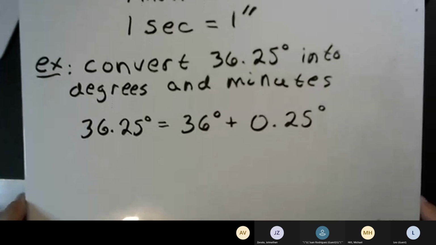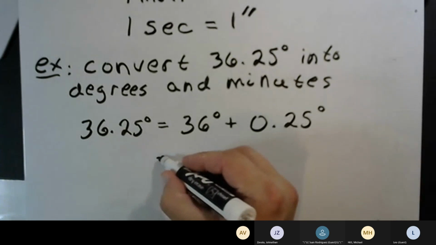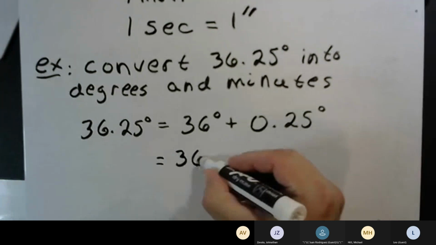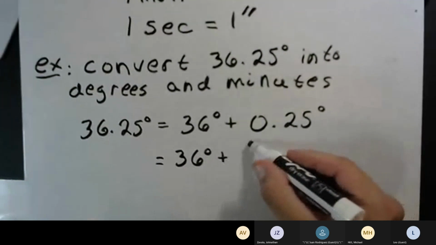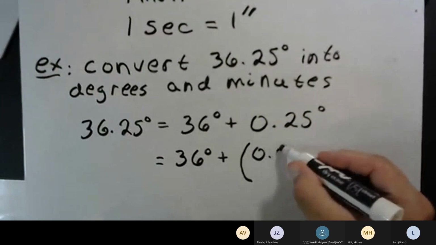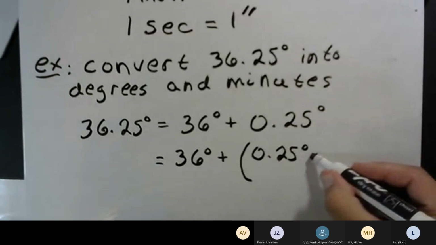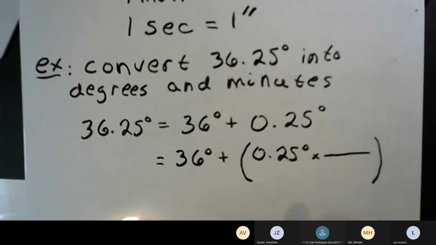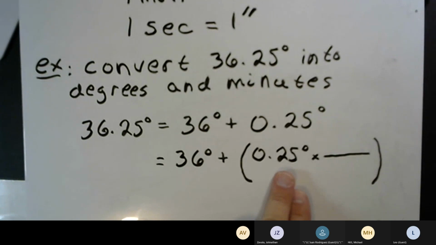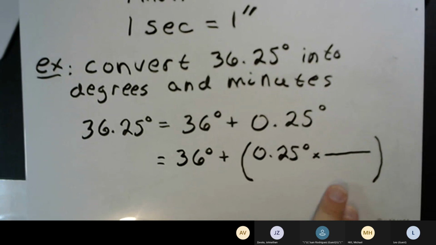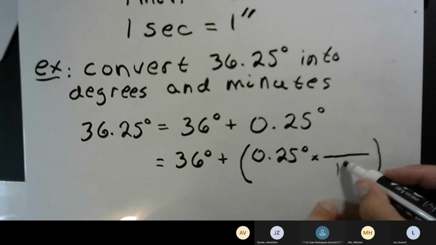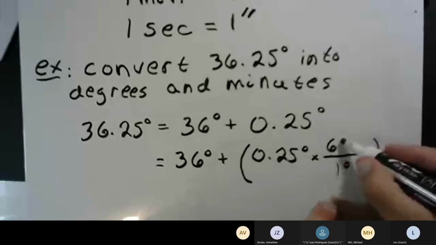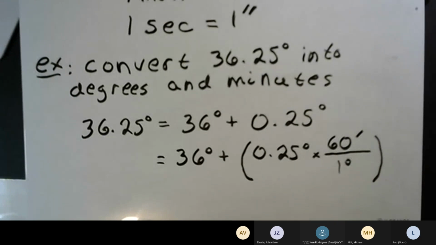We're going to use those same techniques we had from chapter 5. So this time, we'll multiply by a conversion factor. Well, that's what we did before. Now we have degrees on top. We want to convert this to minutes because it's a fraction of a degree. So degrees are on top. We need degrees on the bottom. So 1 degree is equal to 60 minutes.